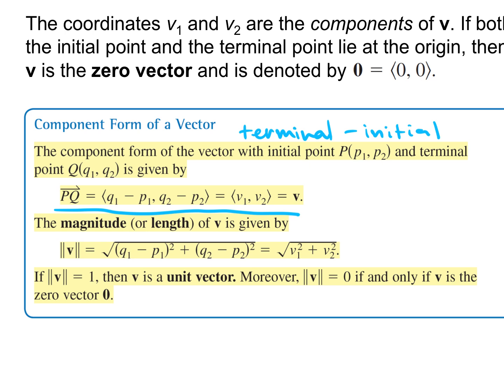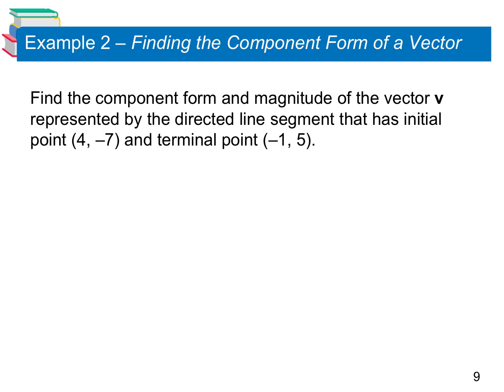When we find component form, it gives us the first step of the distance formula, where we did x2 minus x1 and y2 minus y1. So we have a shortcut for the magnitude when it's in component form. Our shortcut for the magnitude is we can just square the first number and square the second number, add them together, and take the square root. So let's look at example 2.